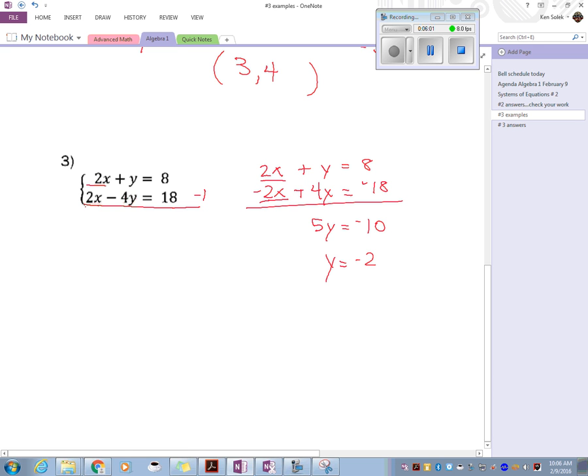So now I need to plug that into one equation. I'm going to pick this one. You could pick the other one. This one looks easier to me. The other one may look easier to you. So 2x plus -2, that's the y, equals 8. So 2x equals 10, and x equals 5. So the ordered pair that is my solution is 5, -2.